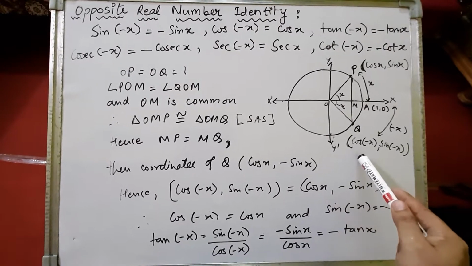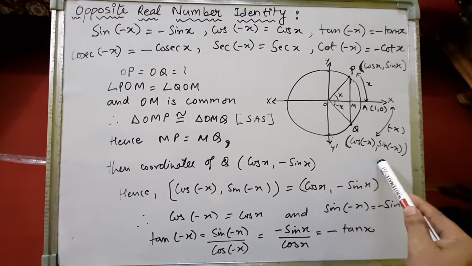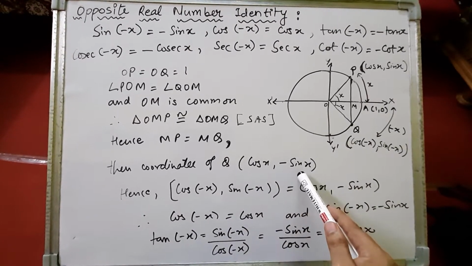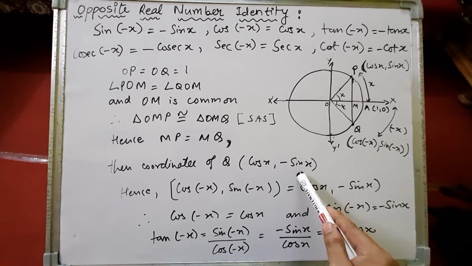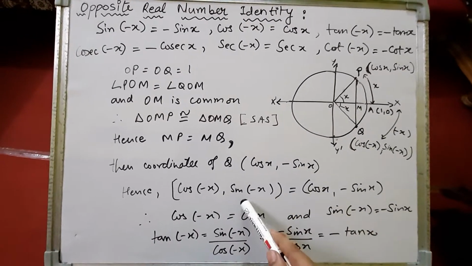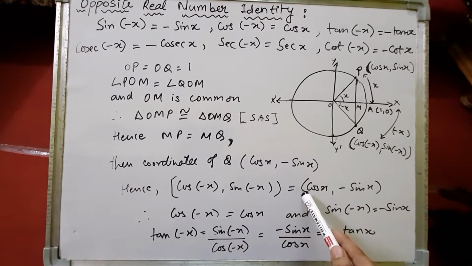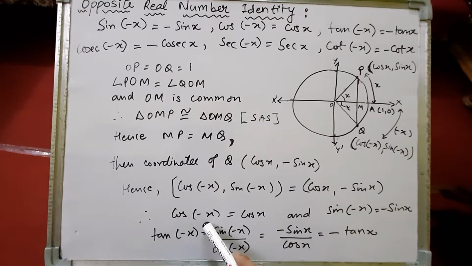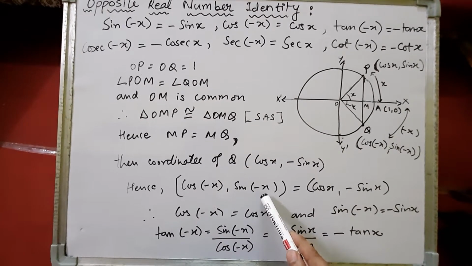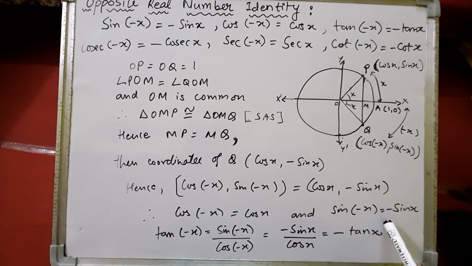Now the coordinates of Q, from the concept, we have proved as cos of minus x, sin of minus x, and from here we have calculated the coordinates of Q as cos x comma minus sin x. That means both are the coordinates of Q. So when we equate these two coordinates, we can say, equating the abscissa, that cos of minus x equals cos x, and equating the ordinate, that sin of minus x equals minus sin x.